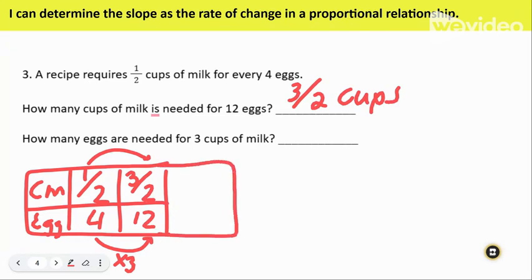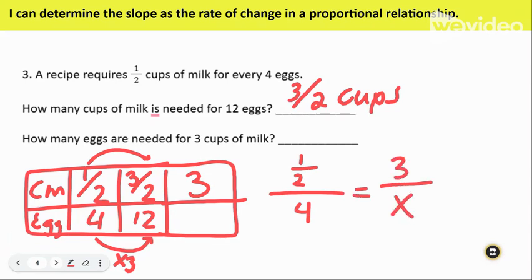Okay, now exactly the same. I can complete my table and I can say, okay, I have 3 cups of milk. Now I need to complete the third one. How many eggs am I going to need? So after I set up my proportion, I can do whatever you decide, cross multiply or use your calculator. 4 times 3 equals 12, divided by 1/2 will give you 24. So you will need 24 eggs.